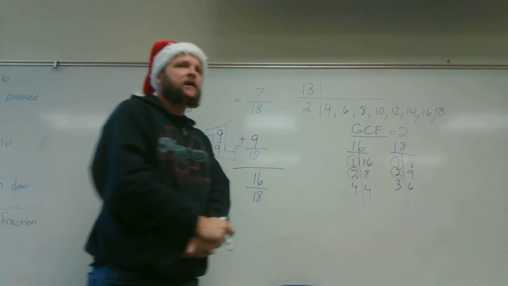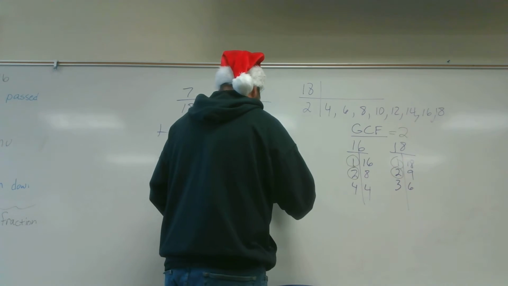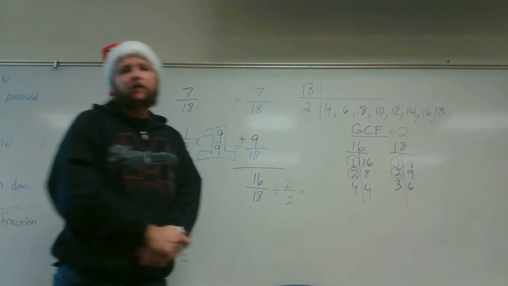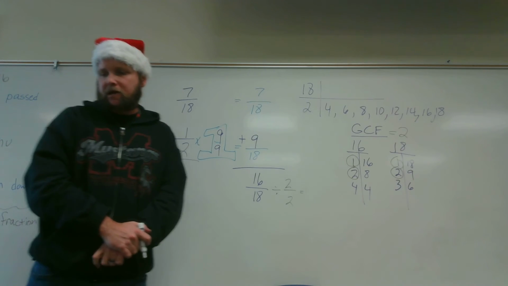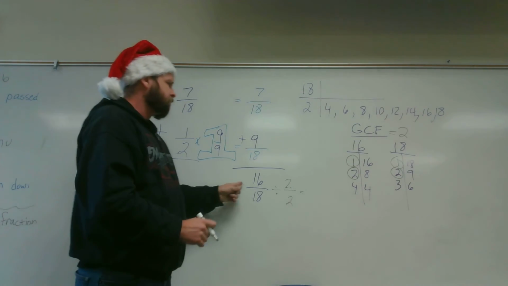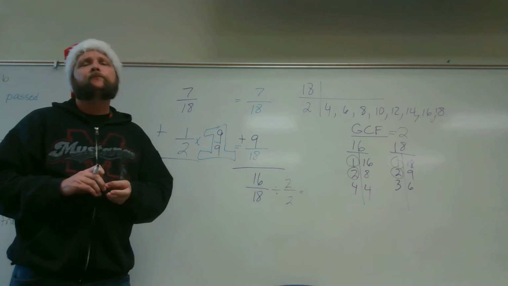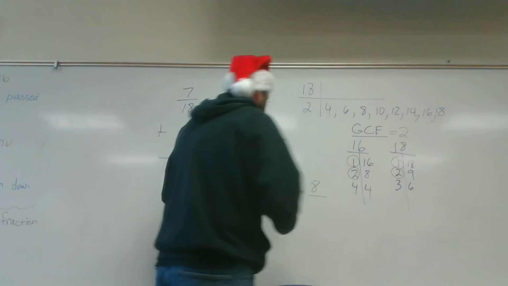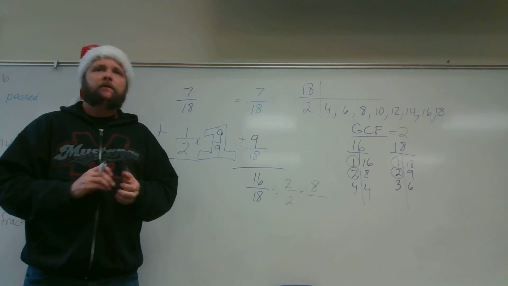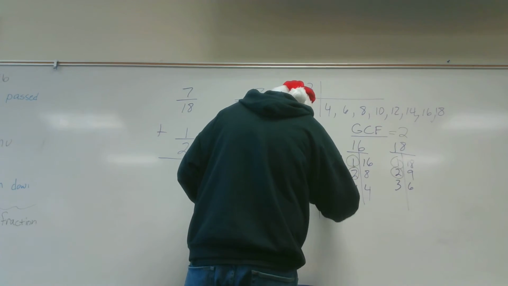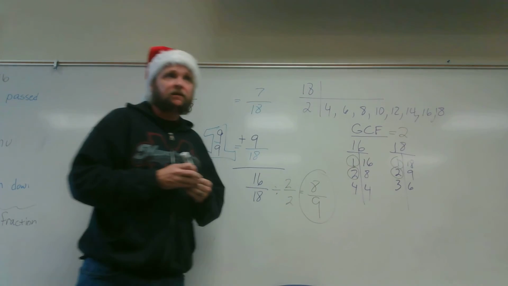Once I know what my greatest common factor is, I divide both my numerator and denominator by that greatest common factor. So, Ivan, what is 16 divided by 2? 8. Ivan, what is 18 divided by 2? 9. That is in lowest terms.